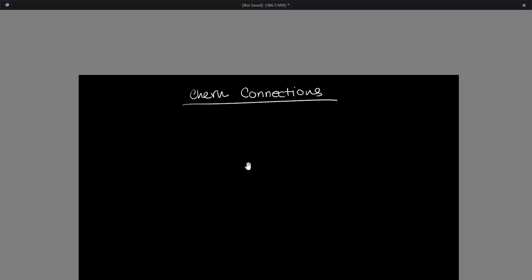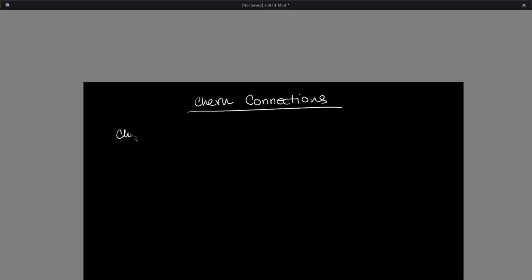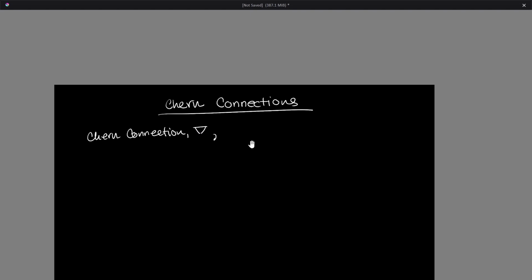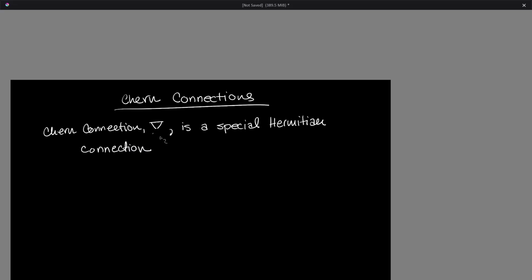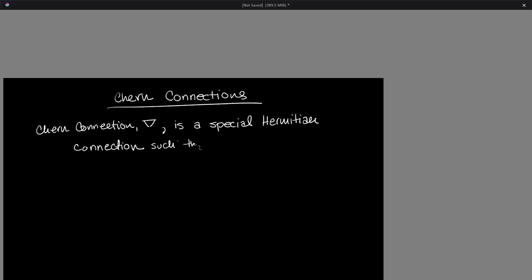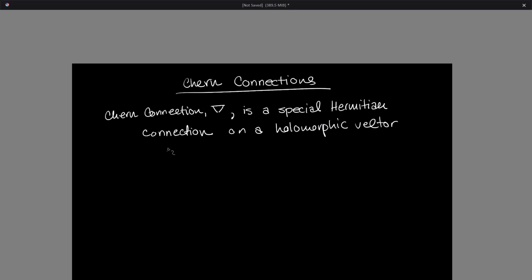So let's define a Chern connection. A Chern connection nabla is a special Hermitian connection such that on a holomorphic vector bundle... So there are lots of different kinds of vector bundles at this point, so I just wanted to clarify, not a Hermitian vector bundle, a holomorphic vector bundle.